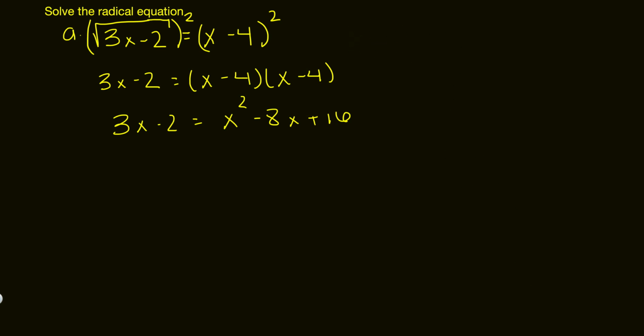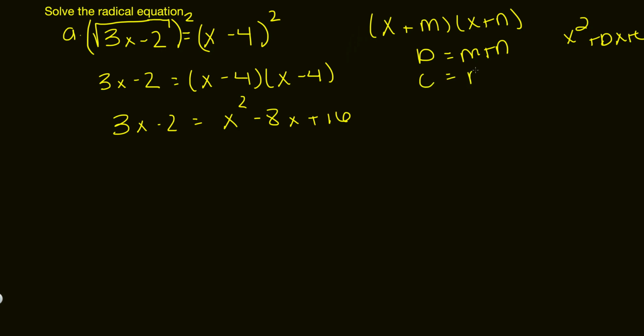Remember that when we're looking at x plus m times x plus n, b in the x squared plus bx plus c formula is going to equal m plus n, and c is going to equal m times n. So that's all I did. I did negative 4 plus negative 4 gave me negative 8. Negative 4 times negative 4 gave me a positive 16. So that's kind of a quicker way to do FOIL if you have nice clean binomials.